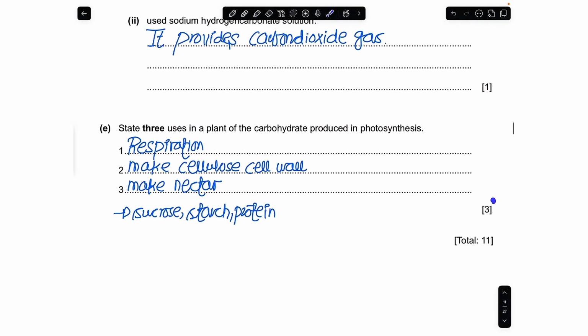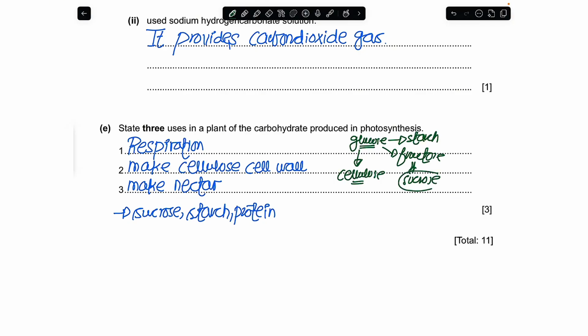Moving onward to part E, for a total of 3 marks they have said state three uses in the plant of the carbohydrate which is produced in photosynthesis. Now you see that by photosynthesis we make glucose, and that glucose is used in respiration. The same glucose can be polymerized together to make the cellulose cell wall. The same glucose can be stored in the form of starch in the chloroplast. The same glucose, when it combines with fructose, makes the sucrose sugar.